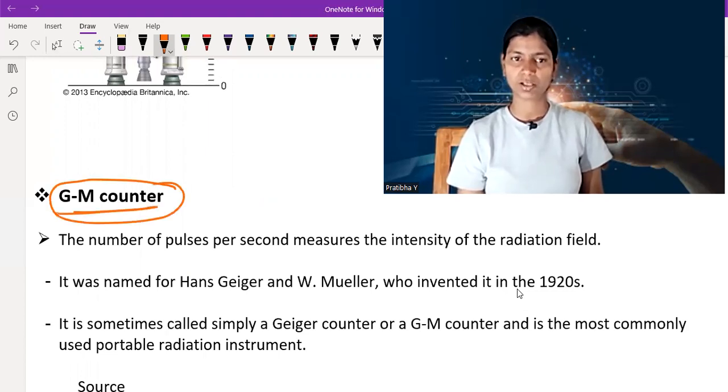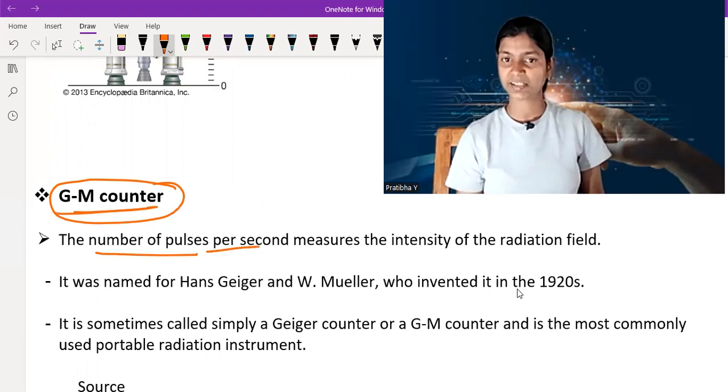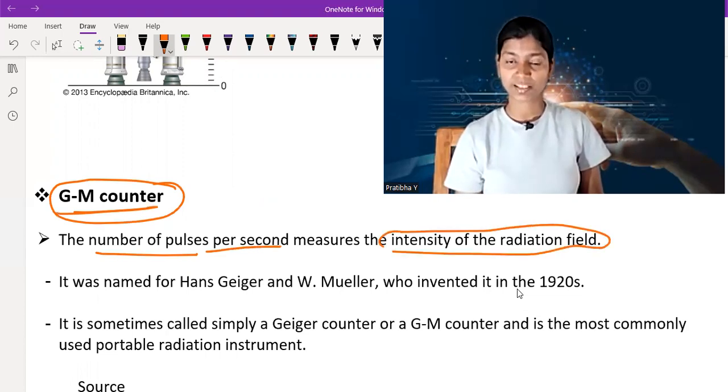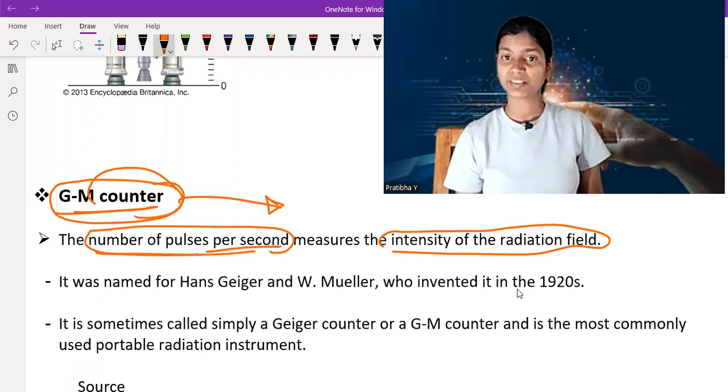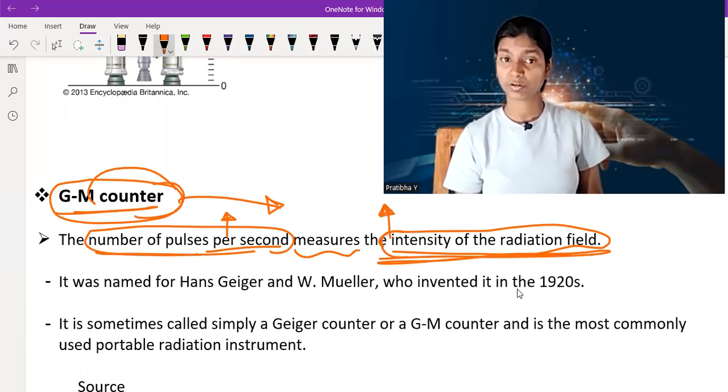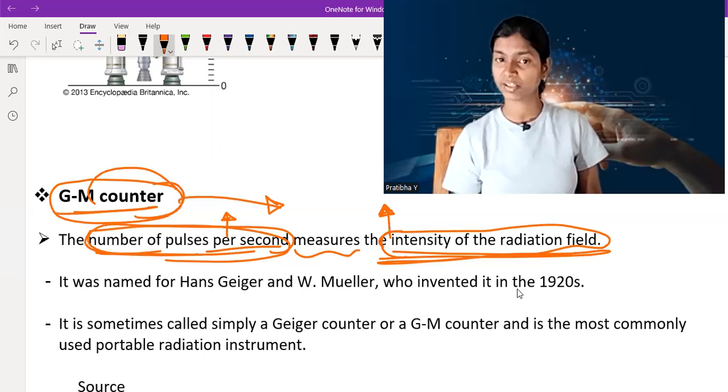Now let's move on to the next topic called GM counter. What is a GM counter? The number of pulses per second measures the intensity of the radiation. GM counter is basically the measurement of radiation. If pulses per second is high, that means the intensity of radiation is high. So the number of pulses per second measures the intensity of the radiation.